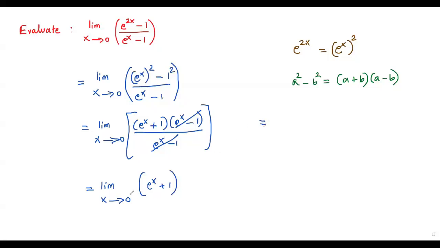Now I can plug in the given limit value, 0, for x. When I do so, I'm getting e to the 0th power plus 1. We already know that anything raised to the power 0 equals 1, so the value of e to the 0th power is 1. So 1 plus 1 equals 2. So the evaluation of the given limit is 2.